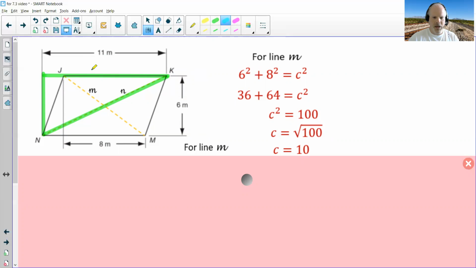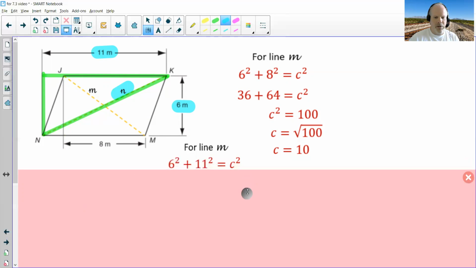This long side at the top is marked as 11 meters. The side length on the left side is marked over here as 6 meters. And then, of course, my hypotenuse, I don't know, it is n, but we'll call it c in a squared plus b squared equals c squared. So for my Pythagorean relationship, I will put 6 squared plus 11 squared equals c squared.